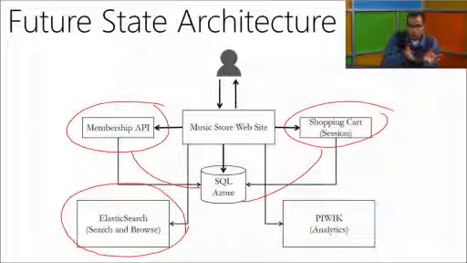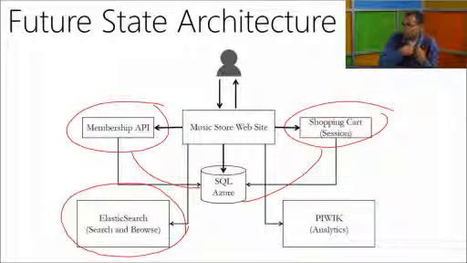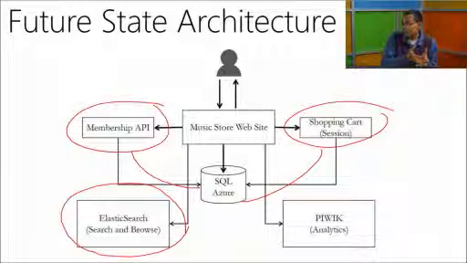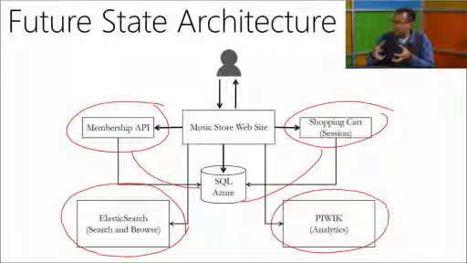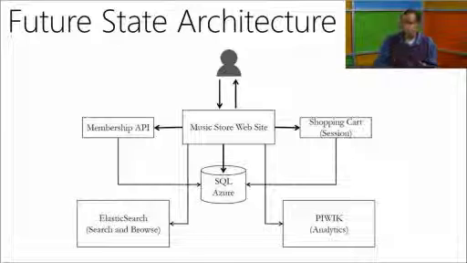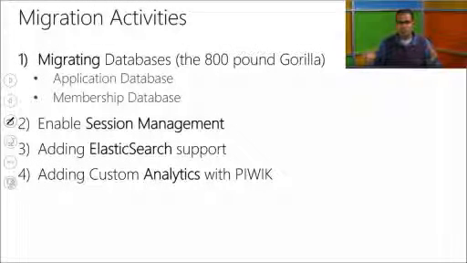Yeah, Elasticsearch is an open source search engine, my favorite, because it's designed for the cloud. And it runs wonderfully in Windows Azure. And the next one is Piwik, which is an open source analytics engine, which we can plug into our website to capture user analytics. So how do you make this happen? This is our future state architecture.